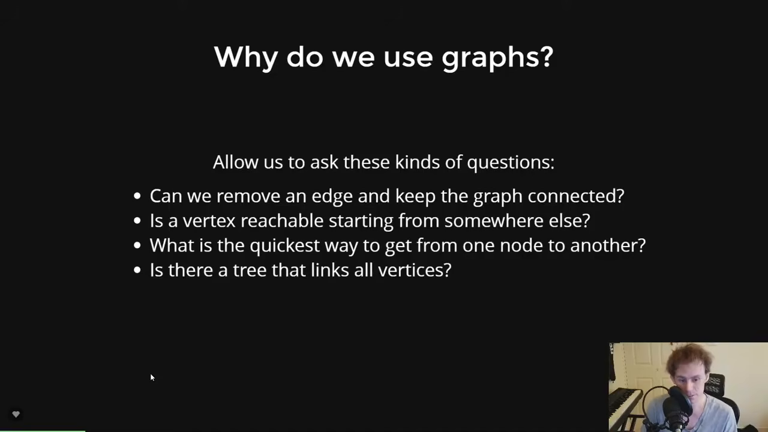Is the vertex reachable starting from somewhere else? Same kind of thing. You could build flight connections, network maps, road maps. What is the quickest way to get from one node to another? Similarly, let's say you're trying to minimize fuel costs for freight or something like that. You could represent flight connections as a graph and try and minimize the edge cost of getting between places. And is there a minimal spanning tree that links all the vertices?